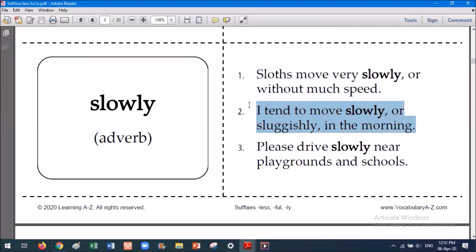I tend to move slowly or sluggishly in the morning. Sluggishly. Do you guys know what a slug is? It's like a really big fat worm. And they move very slowly. They're kind of a bit squishy when you step on them and it's raining outside. They're quite disgusting. So, slowly and sluggishly are also synonyms, words that have a similar meaning.